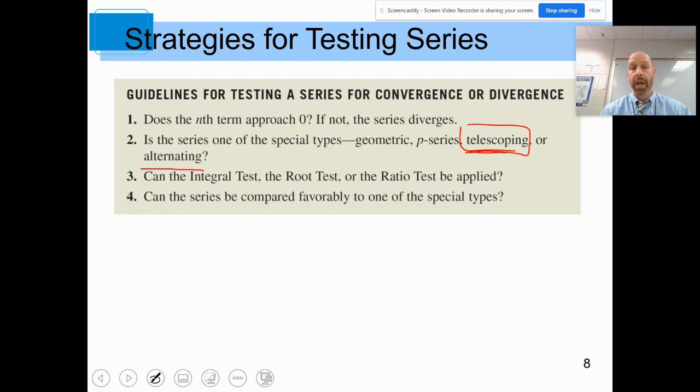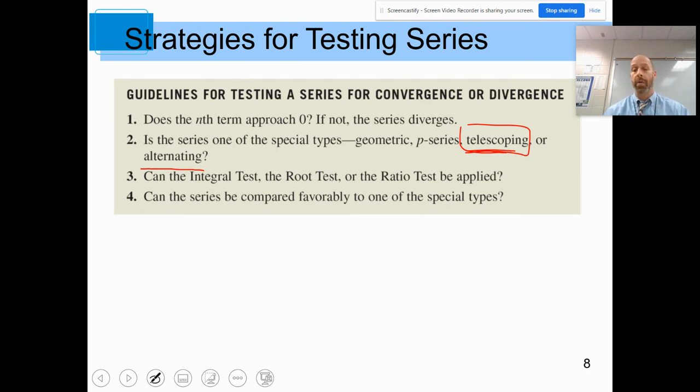Can the integral and the root test or the ratio test be applied? Can a series be compared favorably to one of those special types? So kind of the last place you may want to go is the comparison tests. First thing you want to do is try to get rid of it using the divergence test. So those are just guidelines. You don't have to listen to these or follow these. This is just some suggestions.